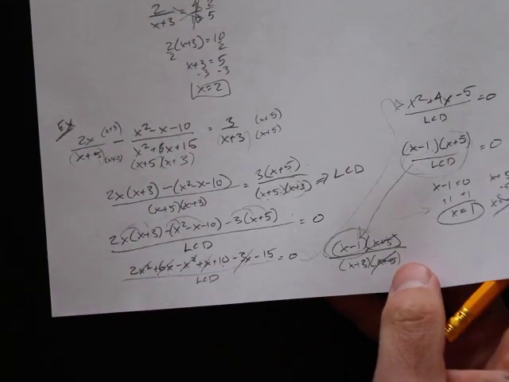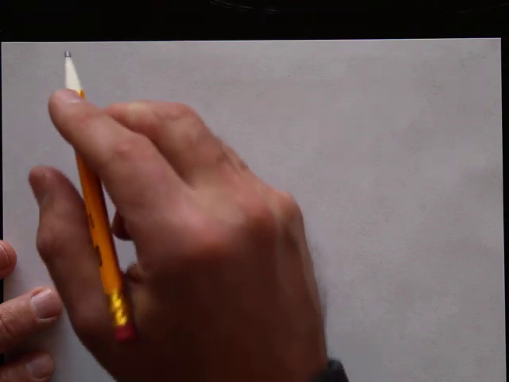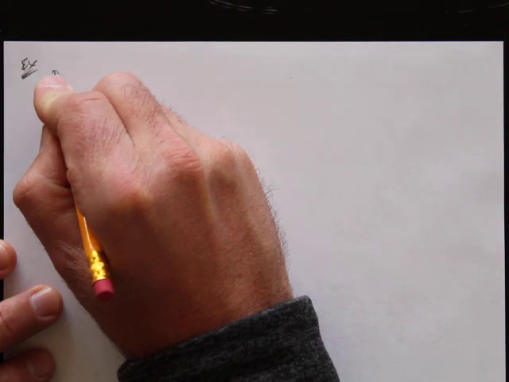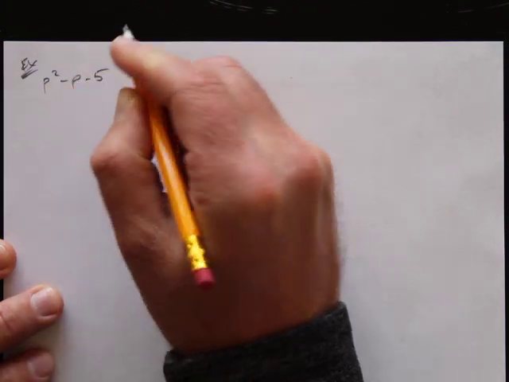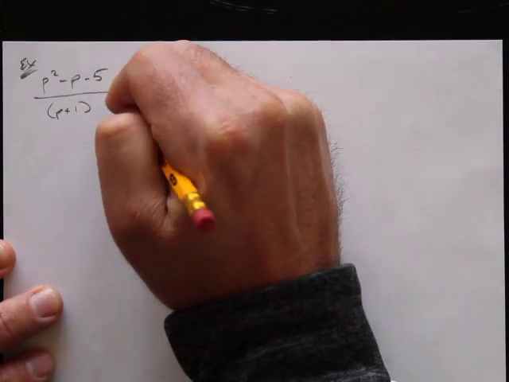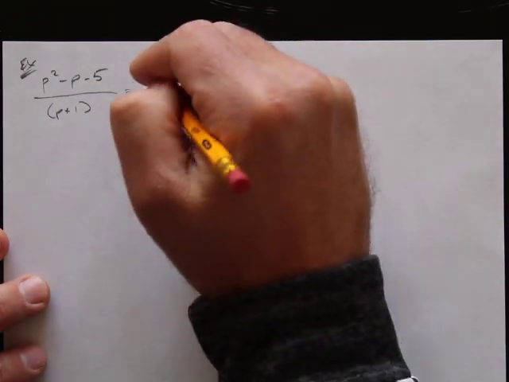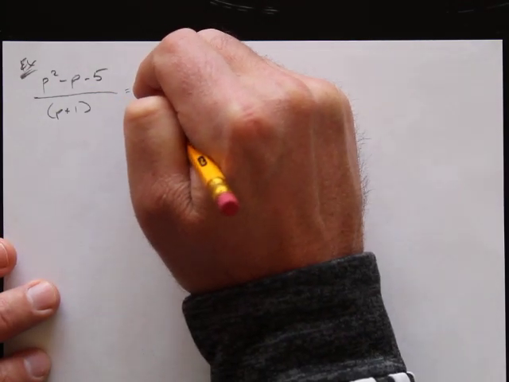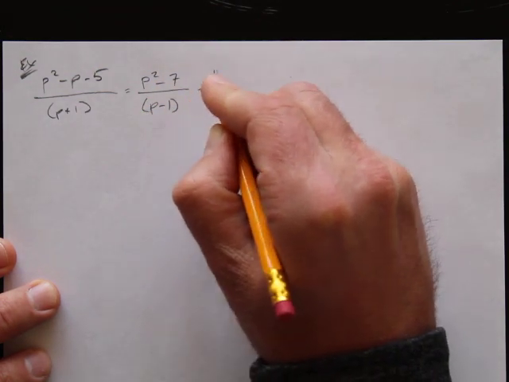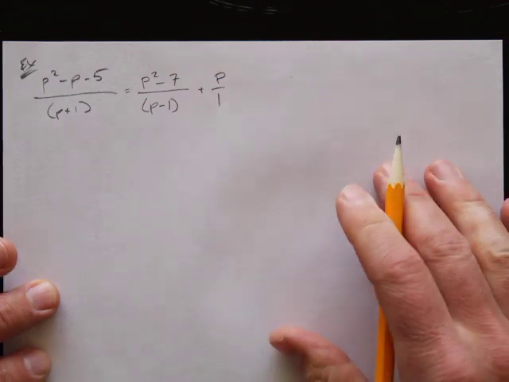All right, let's go ahead and do, so for this lesson, I only have 2 other examples. I don't know what happened, but I guess they're just kind of long. So here is another example. I've got p squared minus p minus 5 over p plus 1. I don't know why they do p. P is such an awkward letter to have when we're writing. Okay, p squared minus 7 over p minus 1 plus p over 1.